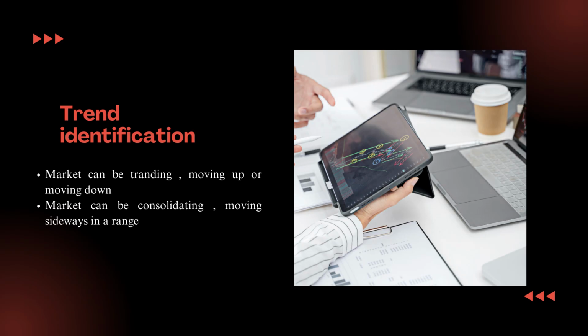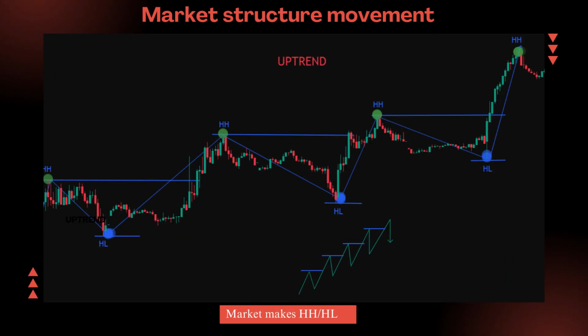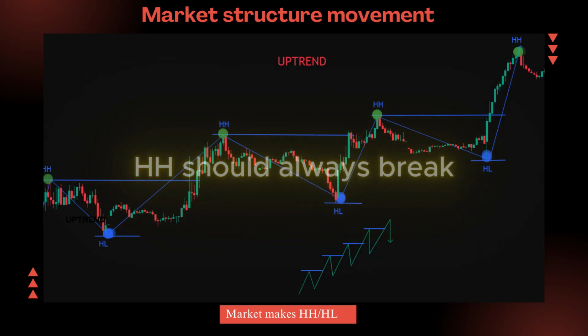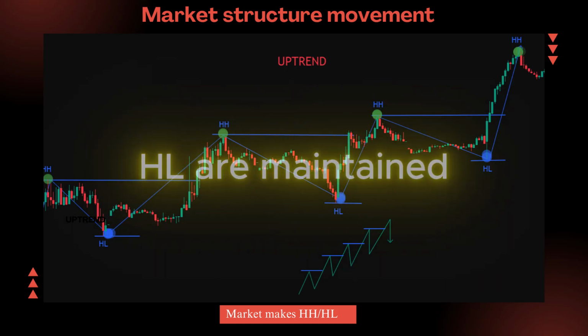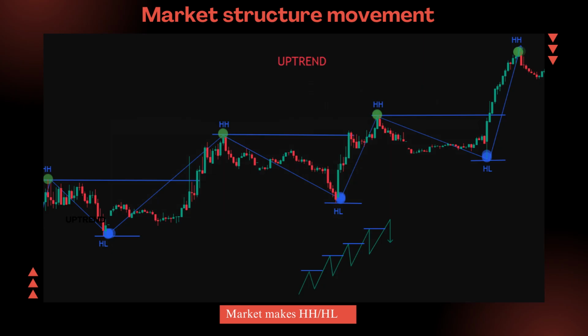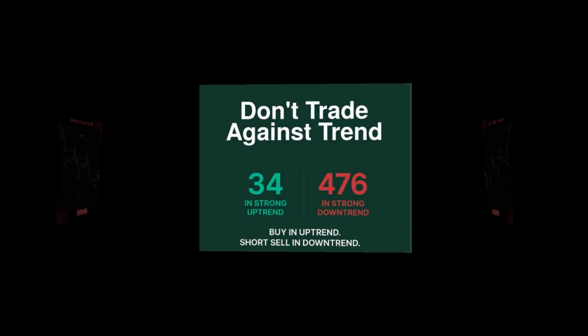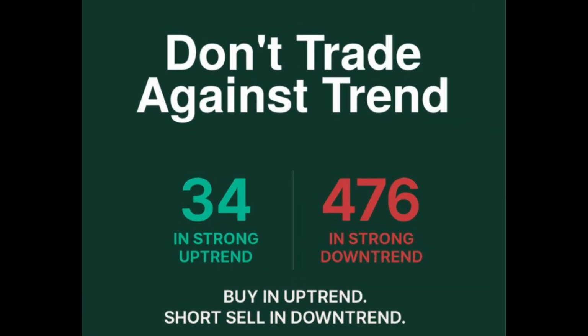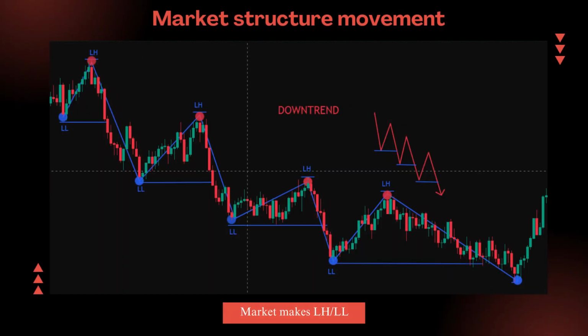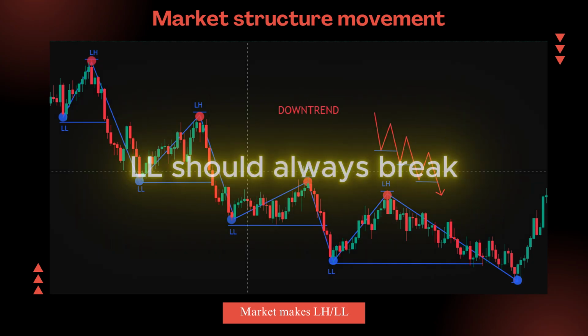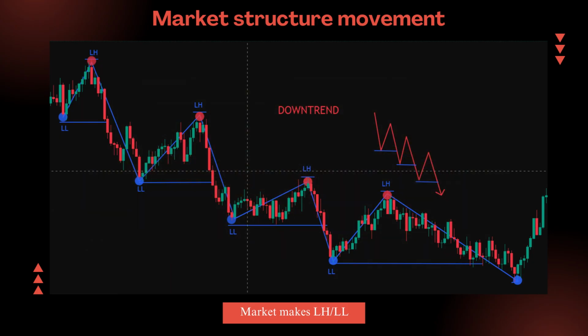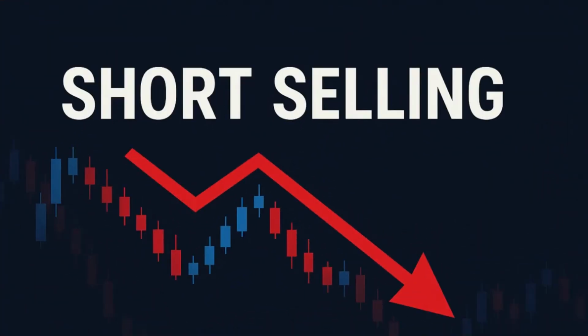In simple terms, it's a market making higher highs and higher lows. As you can see in the image, the previous higher highs should always break, while the previous higher lows should not break. So basically, in an uptrend, we always look for buys only. You must always trade with the trend, and this increases your win rate percentage. A downtrend is defined as market structure that breaks the lower lows and maintains the lower highs. In a downtrend, we only look for sells.